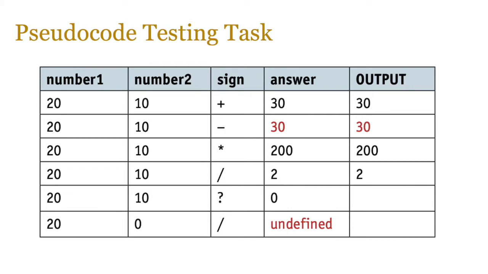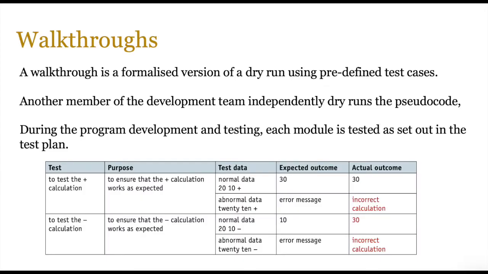Now, a walkthrough is basically a formalized version of a dry run, and that normally uses predefined test cases. So think about this. You were kind of doing a walkthrough of my particular algorithm. So another member of the team independently dry runs the pseudocode, and then you check and spot my errors, because sometimes it's very difficult to spot your own mistakes.